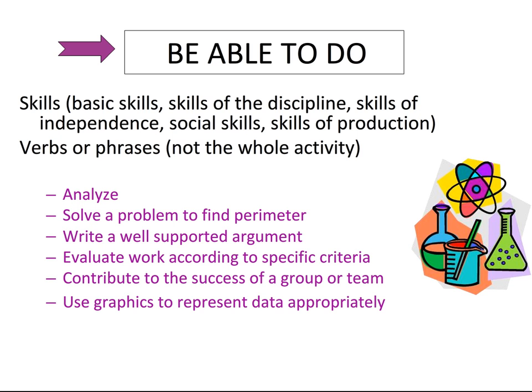The last objective we're going to look at is the do's. And do's are skills, and they can be multiple skills. As you can see, we're talking about basic skills, skills of a discipline, thinking skills, independence skills, skills of production, social skills. It's not the whole activity, so you wouldn't list every step in an activity that you're doing during a lesson, just what skills are behind that.